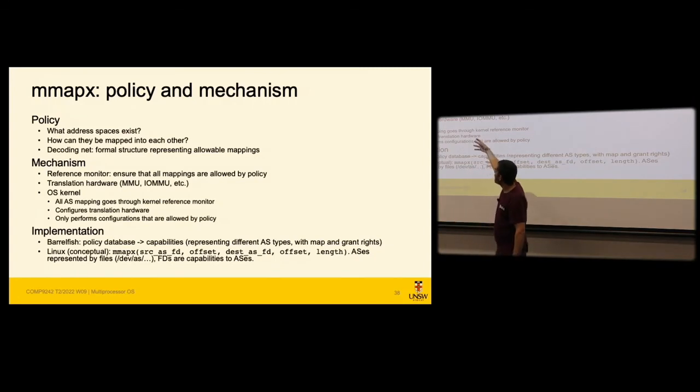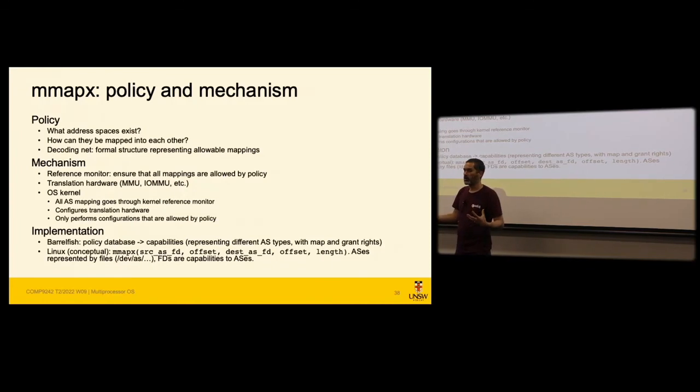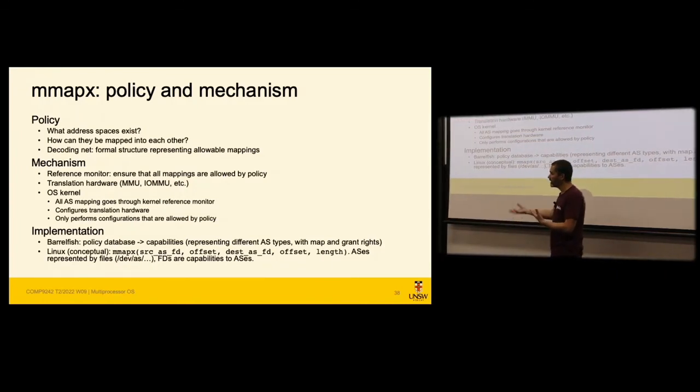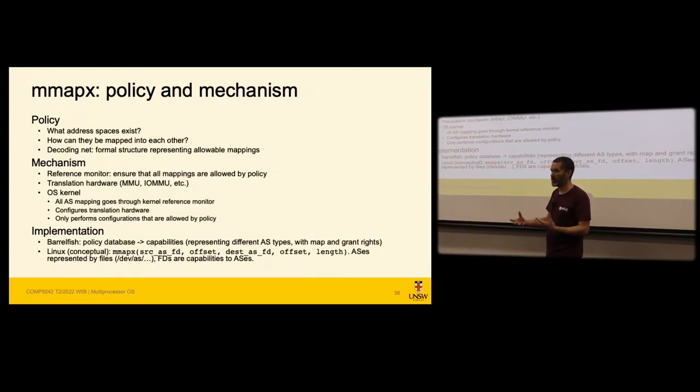And then there's a mechanism part to it, which is a reference monitor. If you recall, a reference monitor is a piece of software or hardware where all attempts to perform some operations go through the reference monitor, and it checks whether they're allowed or not. And if they are, it allows that to happen. If they're not, it rejects them.